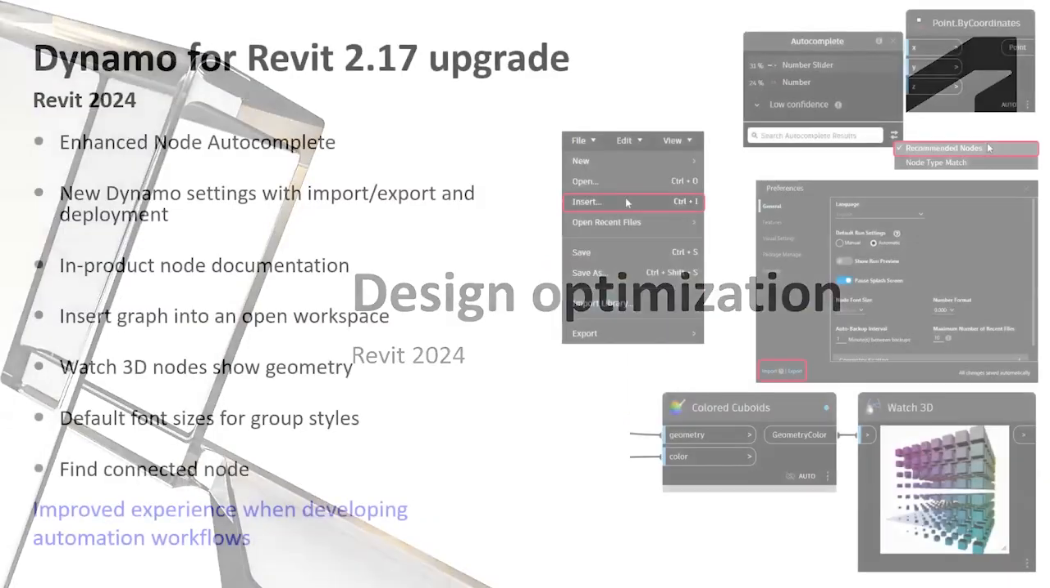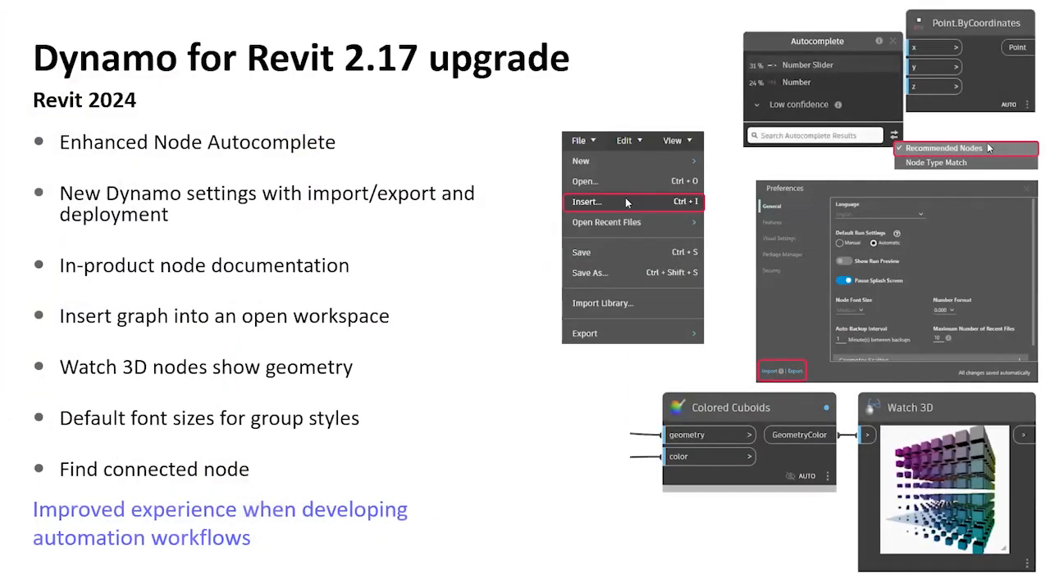Some cool design optimization stuff. We love Dynamo. We're up to 2.17 with this release. As Revit gets its hotfixes and patch releases, Dynamo will get those improvements as well. With 2024, there are new node recommendations as you're typing, looking for nodes. The existing object type ranking method continues to be available as an option and has been renamed to node type match. There's a couple other things. The autocomplete settings are available in the preferences and features, node autocomplete. As you're working with Dynamo, there are some enhancements that I think a lot of people will enjoy.